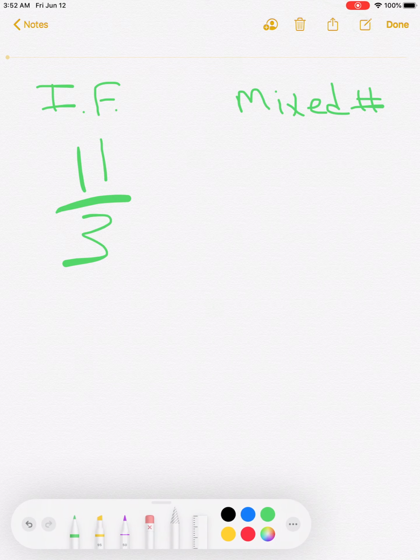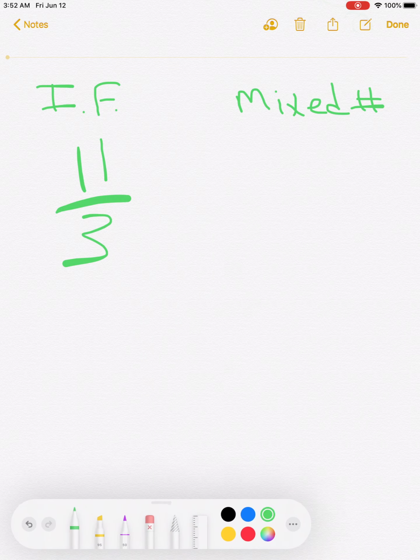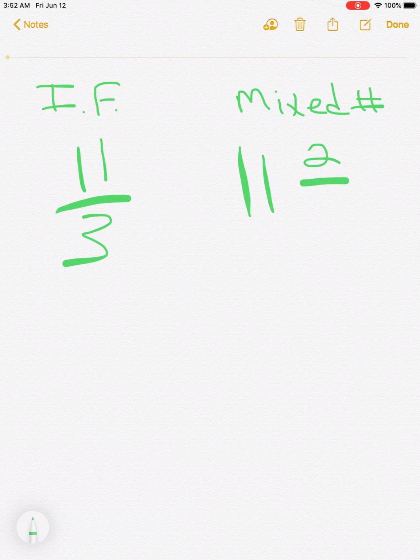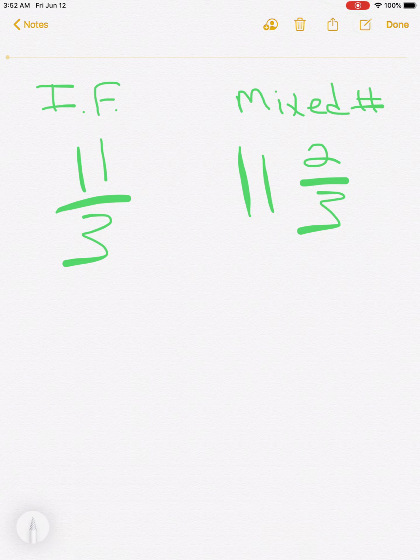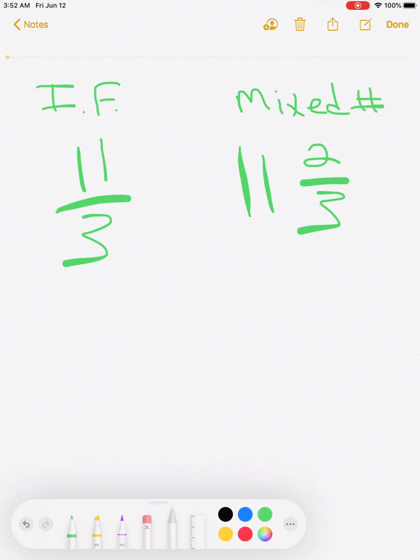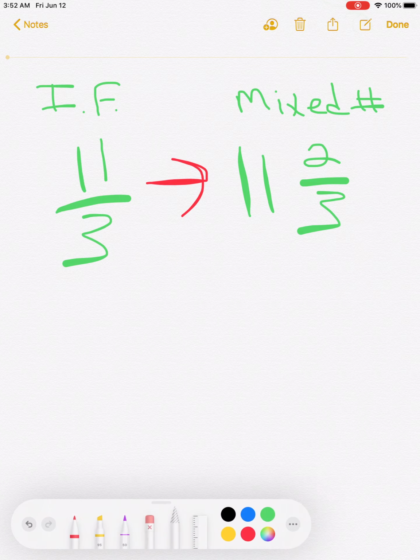If it was a proper fraction, it would be the opposite. Mixed numbers look sort of like this: 11 and 2/3. They call these mixed numbers because it's a mixture between a whole number and a fraction. So this is the difference between an improper fraction, where the numerator is larger than the denominator, and a mixed number, where you have a mixture between a whole number and a fraction. But today's video, we're going to be learning how to convert improper fractions to mixed numbers. All right, so let's get started.